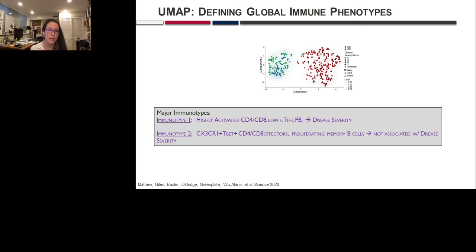And this is where we have highly activated CD4 and CD8 T cells. We have lower circulating TFH, but high plasmablasts. And this is correlated with disease severity. Component 2, you see correlated with these activated effectors, both CD4s and CD8s, and proliferating memory B cells. And this immunotype is not associated with disease severity.